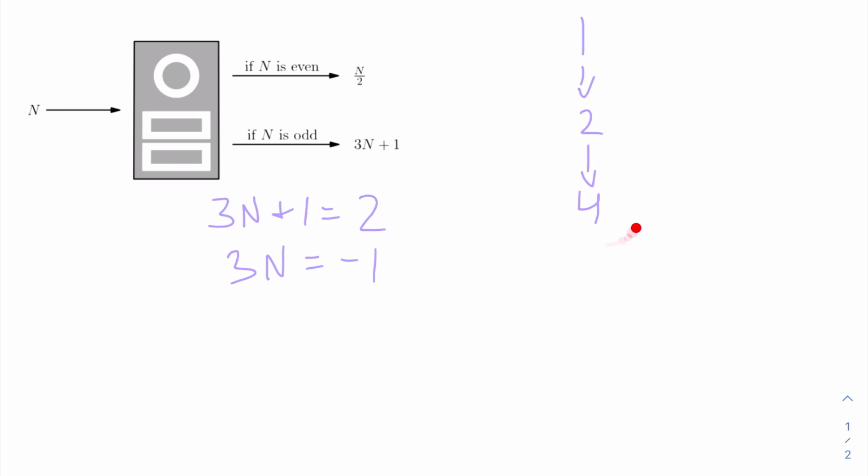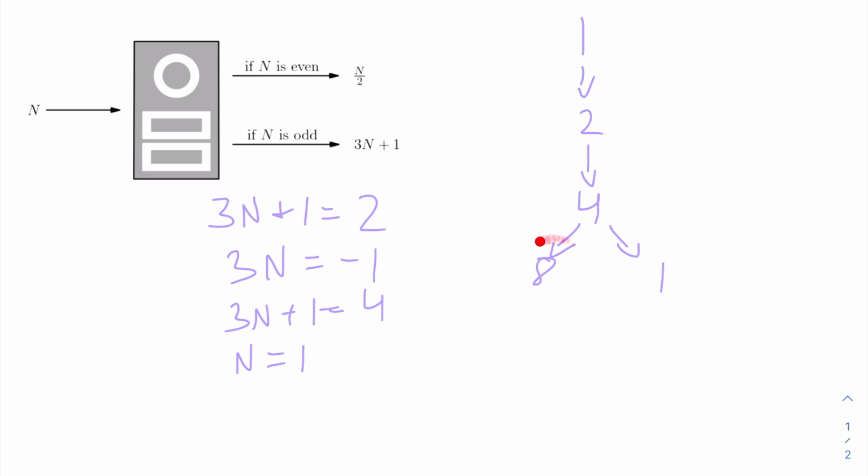Now how do we get to 4? This gives us 4 if n is equal to 8. So we know one way to get to 4 is 8, but there's another way. If we check this one, we see that 3n plus 1 is equal to 4, so n will be equal to 1, which means we can get to 4 by either getting to 1 or 8 first.